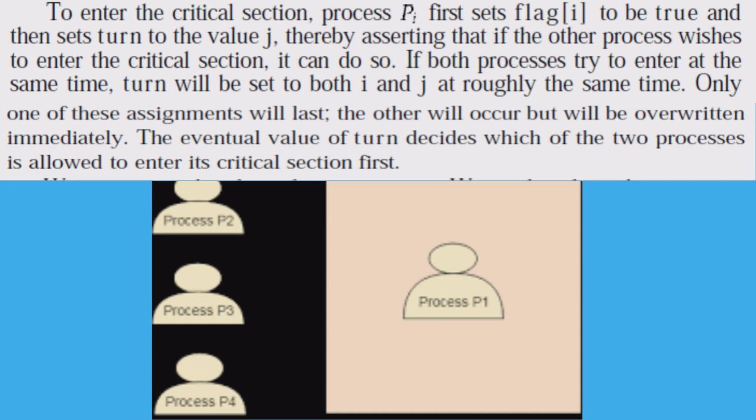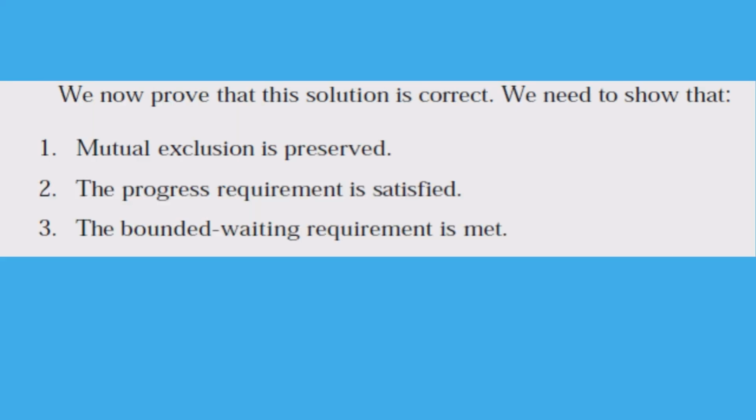To enter the critical section, process Pi first sets flag[i] to be true and then sets turn to the value j, thereby asserting that if the other process wishes to enter the critical section, it can do so. If both processes try to enter at the same time, turn will be set to both i and j at roughly the same time. Only one of these assignments will last. The other will occur but will be overwritten immediately. The eventual value of turn decides which of the two processes is allowed to enter its critical section first.